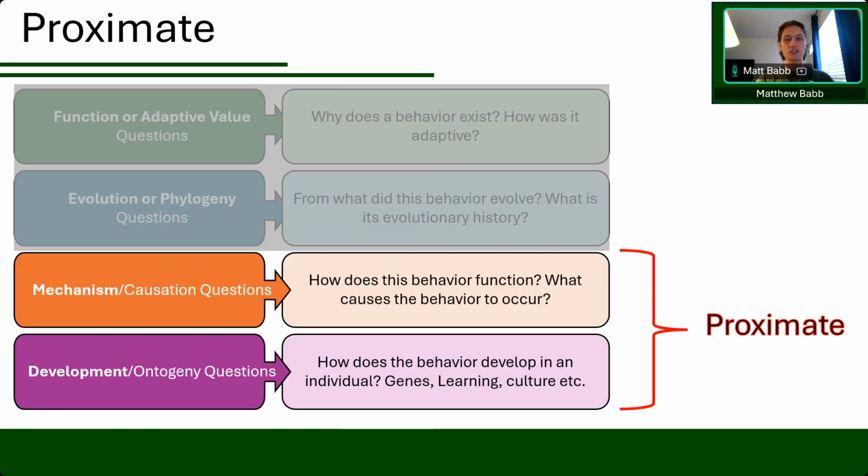The second type of questions are development questions, which ask how does the behavior develop within an individual? So from birth to adulthood, how does it change? And so proximate questions often cover, well, they do cover behavior within an animal's lifetime. And so let me go over them a little bit more in detail and give some examples.